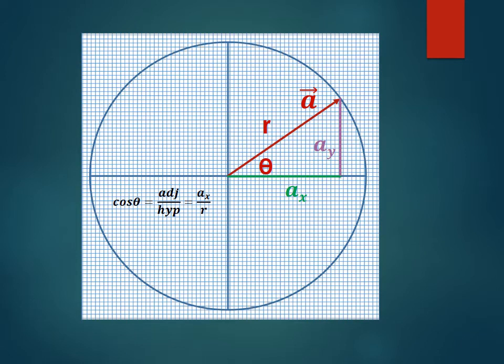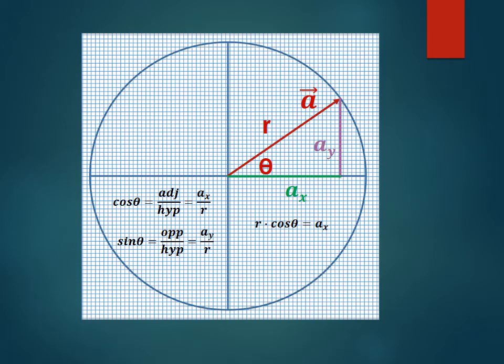Okay, so now this is just one of our trig ratios, cosine of theta, adjacent over hypotenuse. So the adjacent side to angle theta is ax. The hypotenuse is length r. Similarly, sine of theta is opposite over hypotenuse. So it's the y component, ay, over, again, r. But this isn't really useful.